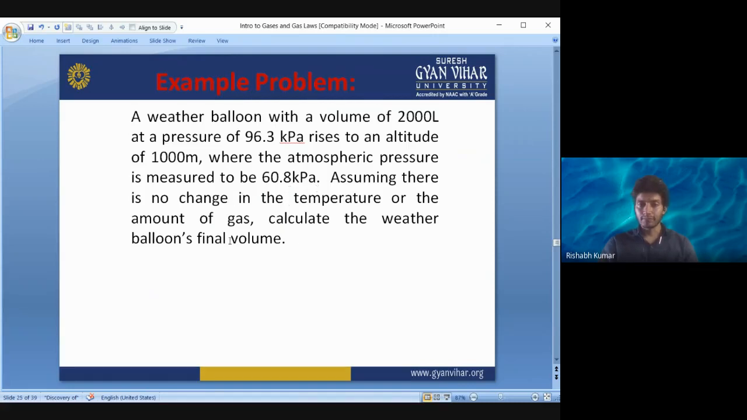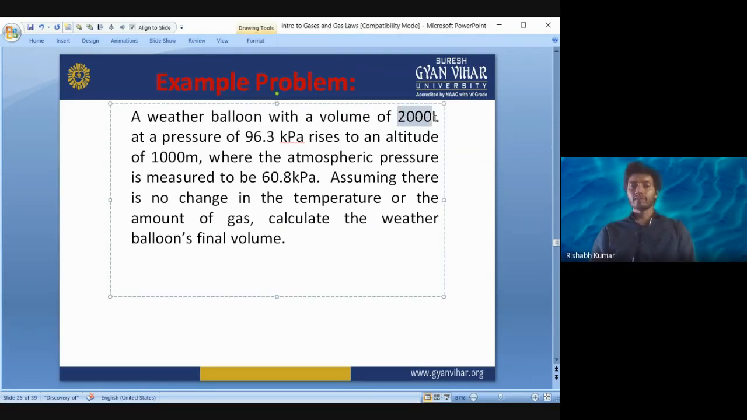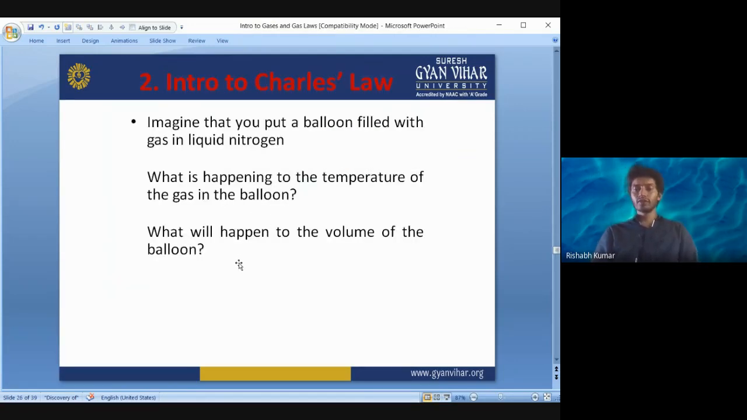Assuming there is no change in temperature or the amount of gas, calculate the weather balloon's final volume. So what will its final volume be? You just multiply the initial volume 2000 with the initial pressure and equate that to the pressure at the final stage multiplied by the volume at the final stage. When you solve that equation, you will get your balloon's final volume. Okay, now comes your Charles law.